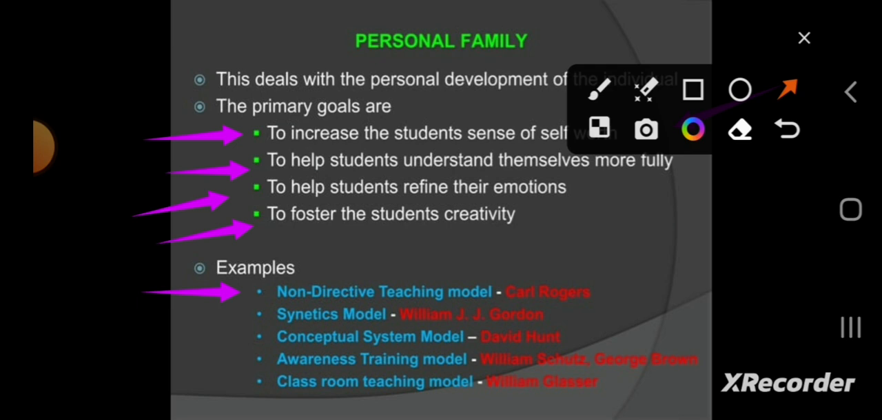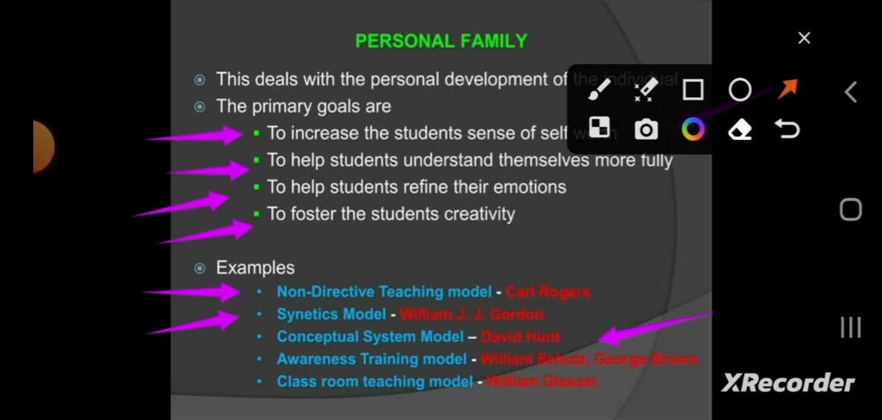Next, synectics model, William J. Gordon. This model uses creative problem solving techniques and metaphorical thinking to stimulate innovative ideas and solutions. Personal development goals. It encourages creativity by pushing students to think outside the box and see problems from new perspectives. This model helps refine emotions by making students more aware of their thought process and feelings.